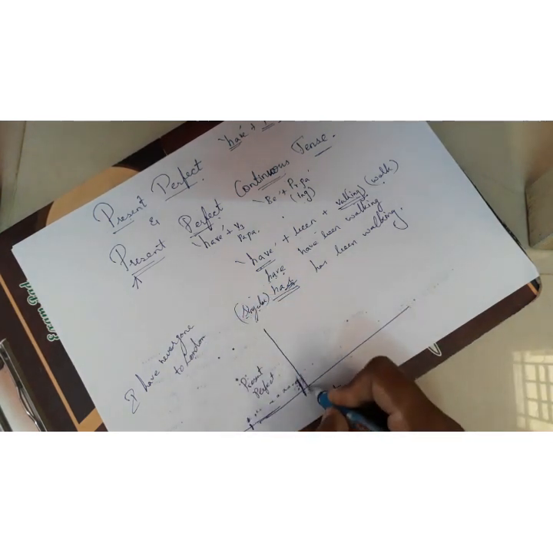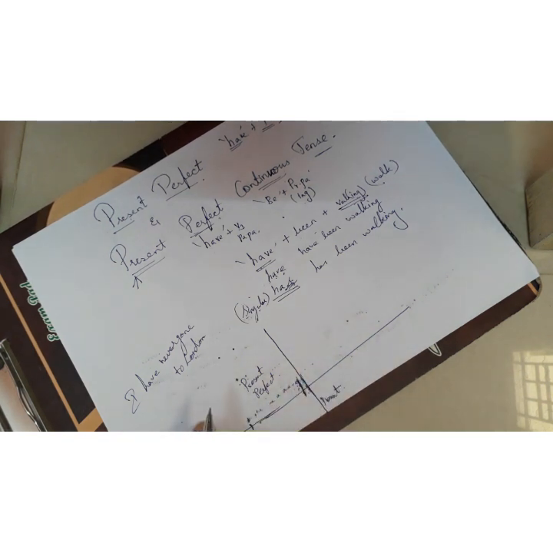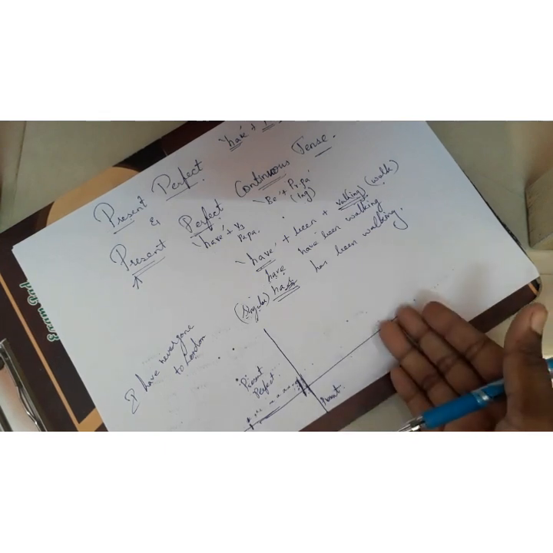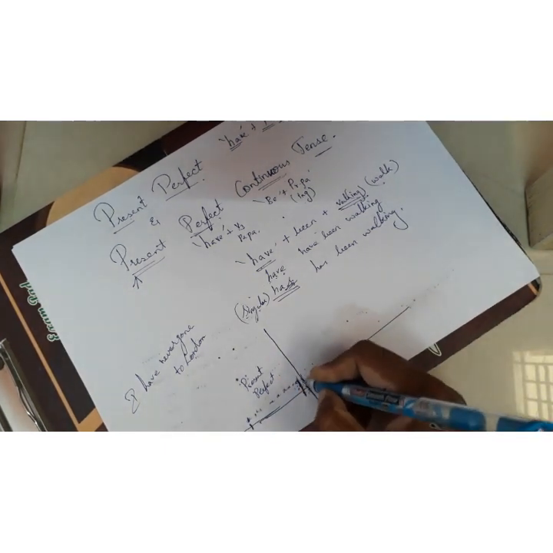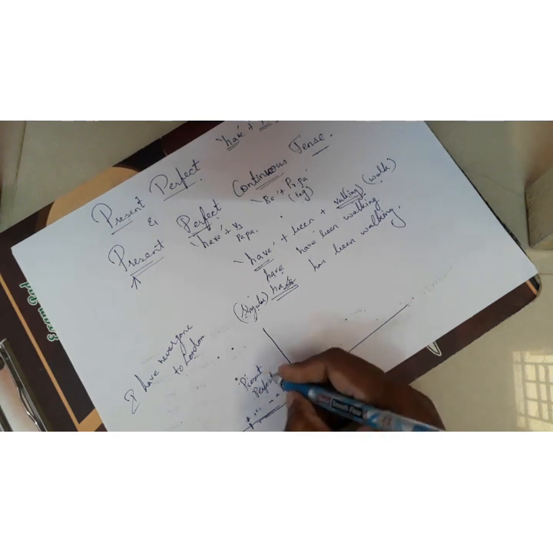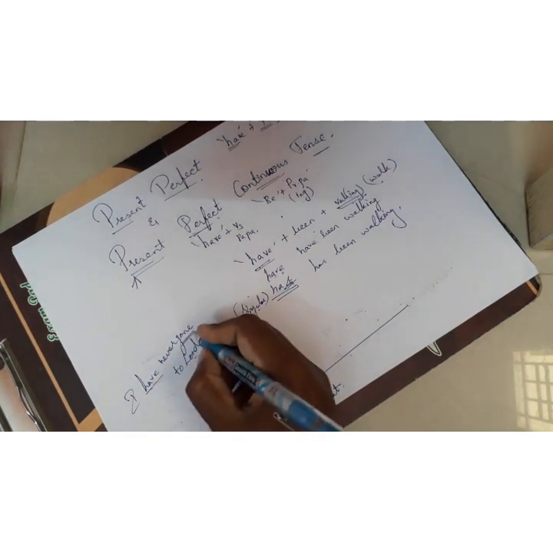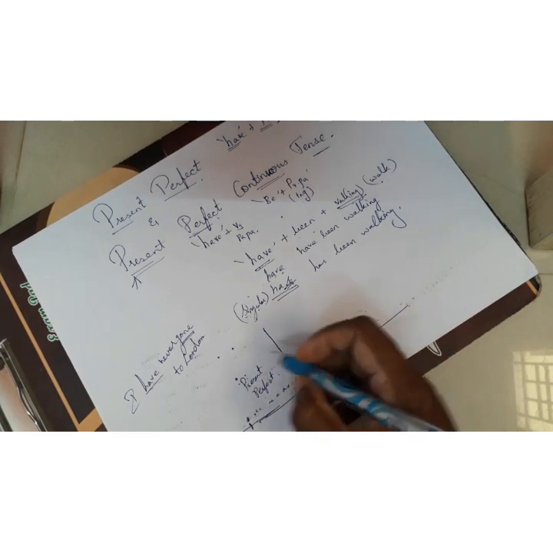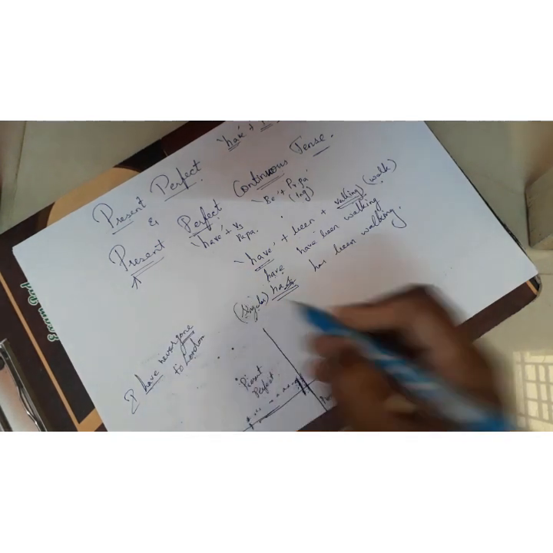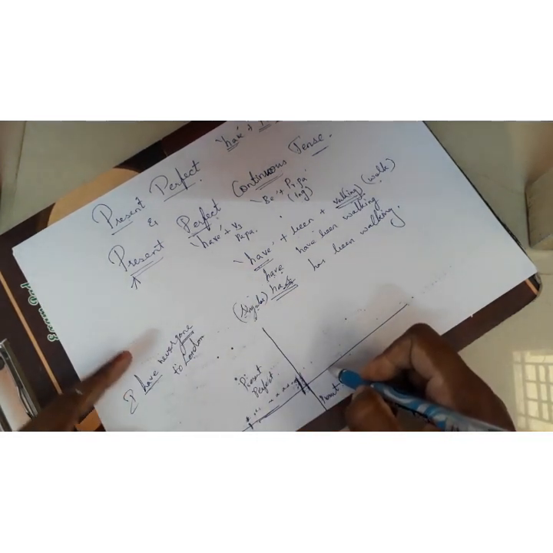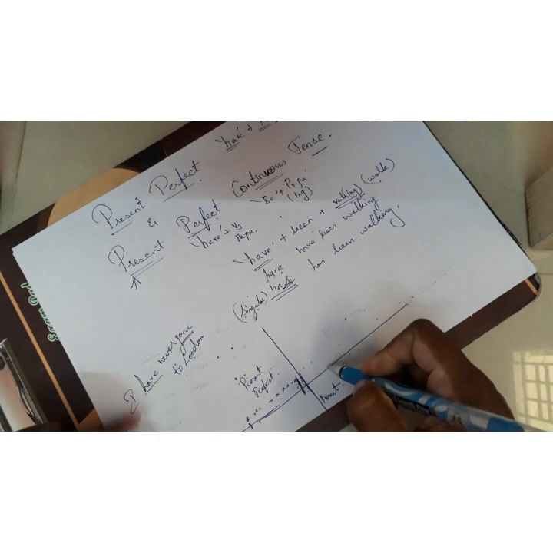So till this point on the timeline, I didn't go to London. But it may happen in the future, so I am talking only till now. In such cases present perfect is to be used: have verb plus past participle, and the keywords are never, ever, already. Just like that we will use it, and for and since will also be used here.